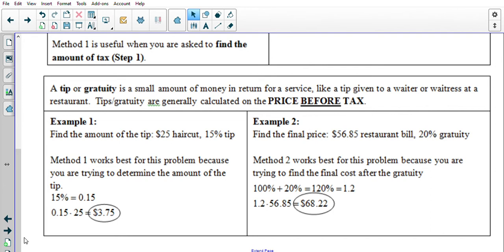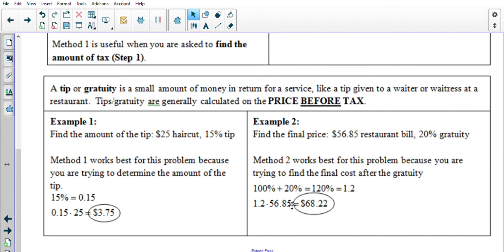Example 2, find the final price. So if we're finding the final price, method 2 generally is going to work a little bit better. It's a little simpler. The restaurant bill is $56.85, and we're going to pay a 20% gratuity or tip. So I do 100% plus 20% to get 120% or 1.2. Multiply that by $56.85, and you will get a final price with tip or gratuity of $68.22.